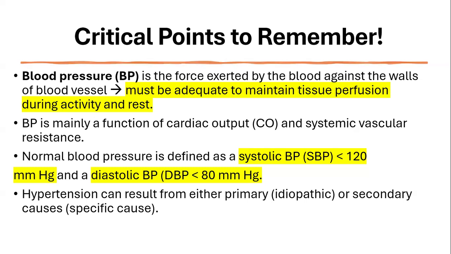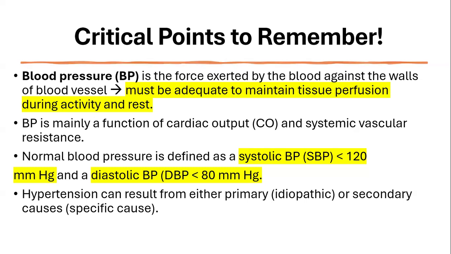From the definition, blood pressure is the force exerted by the blood against the walls of vessels. It must be adequate to maintain tissue perfusion during activity and rest. BP, or blood pressure, is mainly a function of cardiac output and systemic vascular resistance. The normal blood pressure is defined as systolic BP under 120 and diastolic BP under 80. Hypertension can result from either a primary or idiopathic cause, or a secondary, specific cause of a disease.